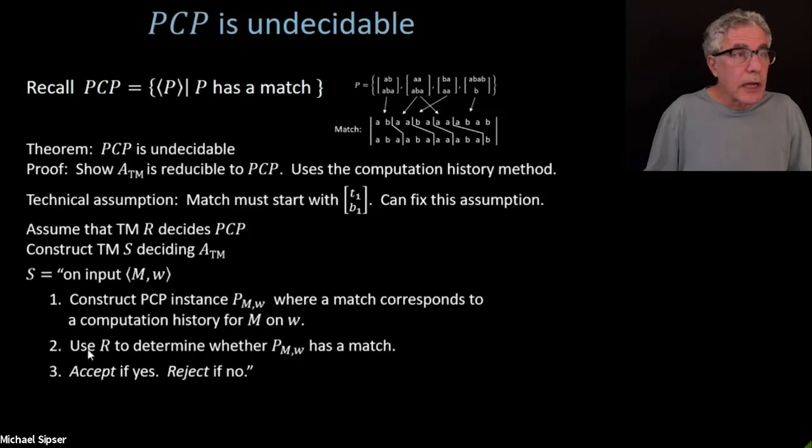This is a good question. Is my step 2 trying to use R to determine whether M accepts W? Well, yes, but I'm doing that by testing whether these dominoes have a match. Because R decides PCP, I can only use R to test whether things have a match. Someone asked, should step 2 be to use R to determine whether M accepts W? In effect, that's what it's doing, but indirectly through testing whether these PCP dominoes have a match, because those dominoes are going to force you to simulate M on W.